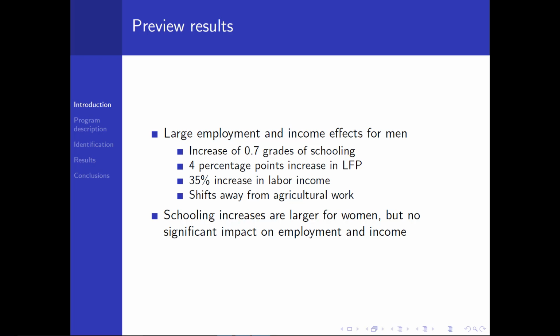The increase in labor force participation is about 4%. It's a pretty large increase in labor income, 35%. We see shifts away from agricultural work towards non-agricultural options. For women, in fact, the schooling increases are even larger, but we don't see a significant effect on employment or income for women.